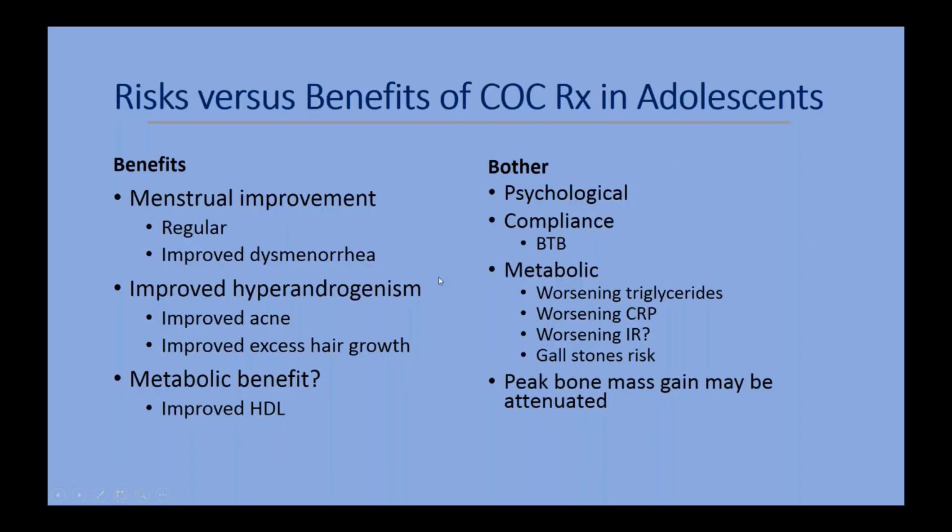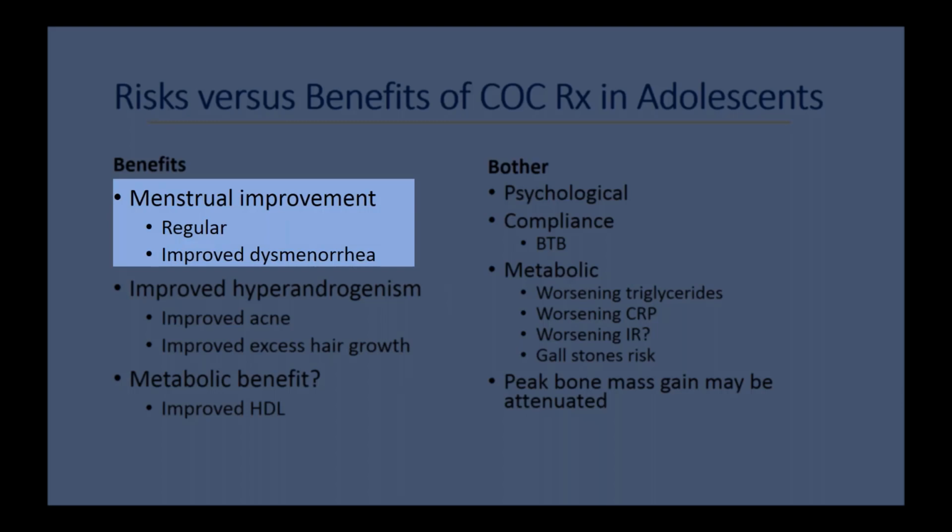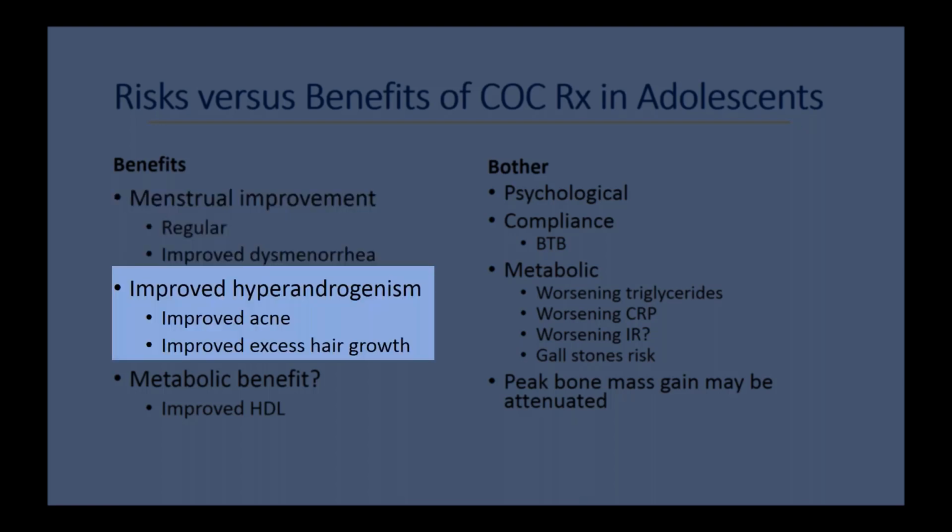Risks versus benefits of combined oral contraceptives in the adolescent population. So this is really a review. Benefits are that you offer menstrual regulation, you improve dysmenorrhea in this population, and it is a strategy to improve symptoms of androgen excess. Acne gets improved, and hair growth also gets some improvement, which is a little bit delayed. Acne benefits are seen much earlier than benefits against hair growth.